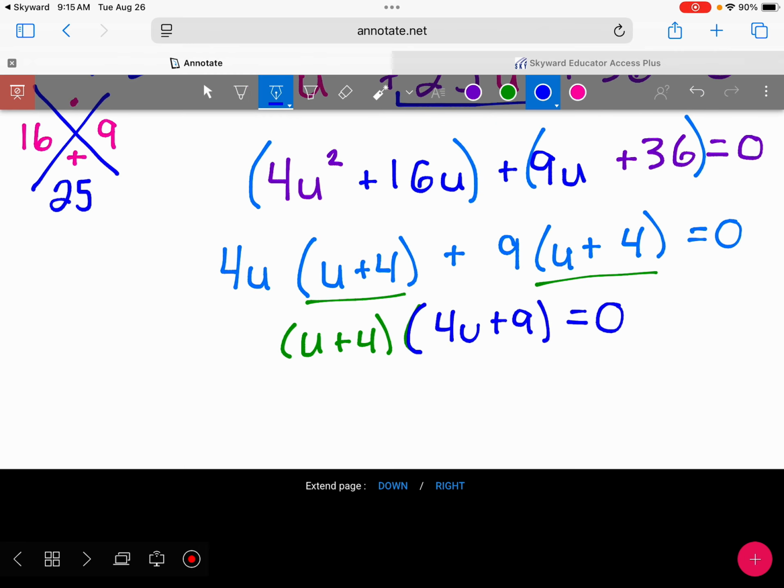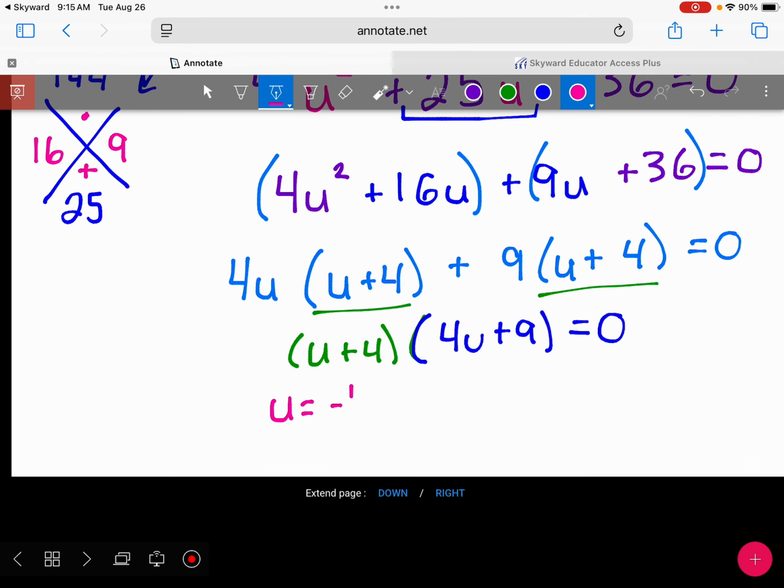So I could figure out my solutions here. What does u equal for this factor? Negative 4. Ooh, that looks green. There we go. What does u equal for this factor?